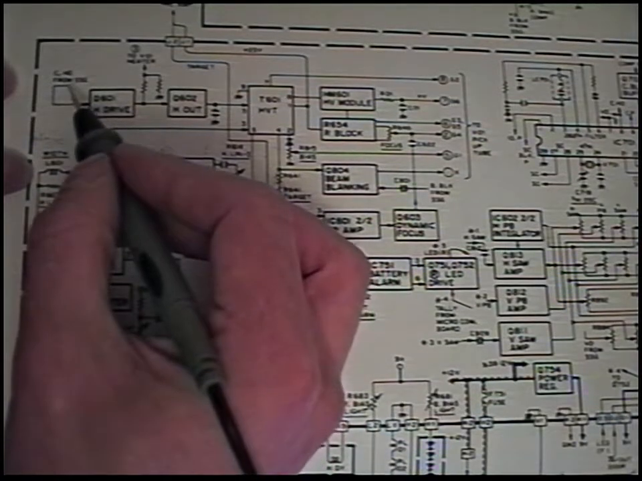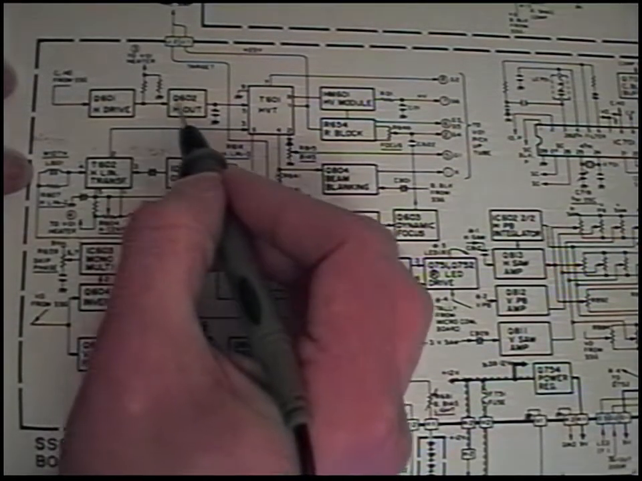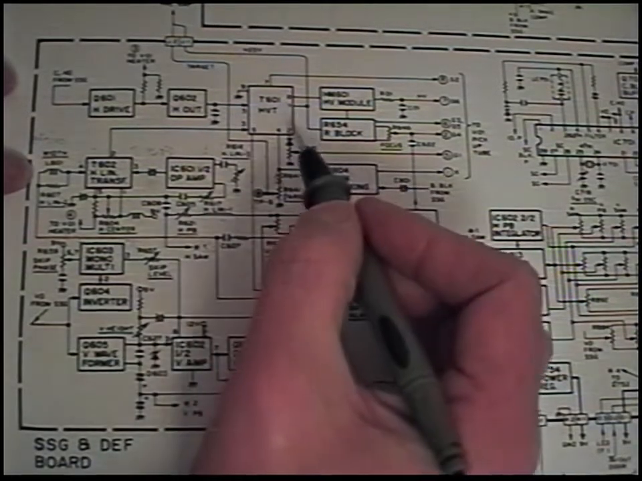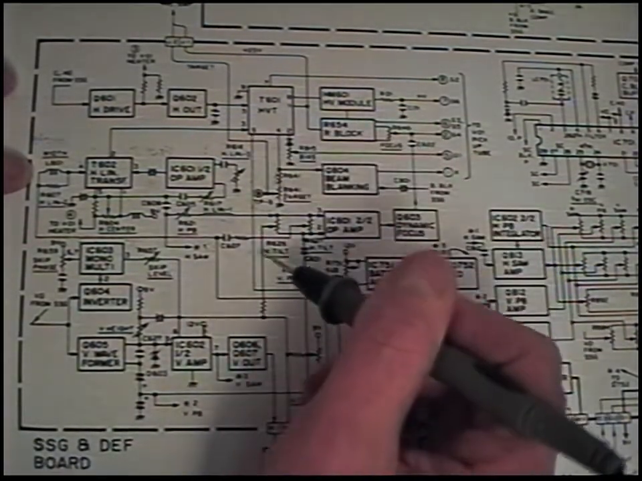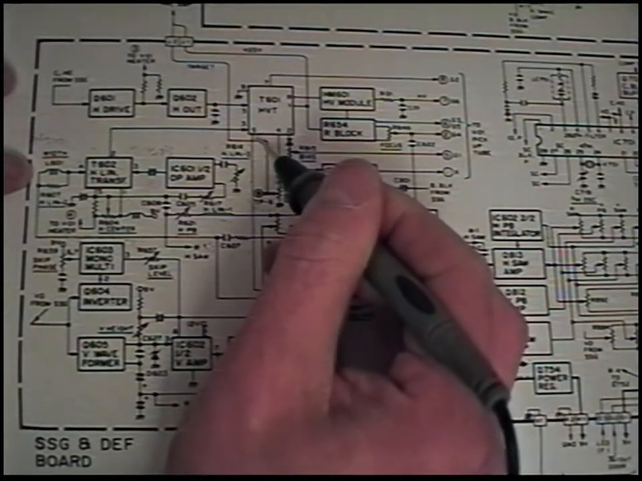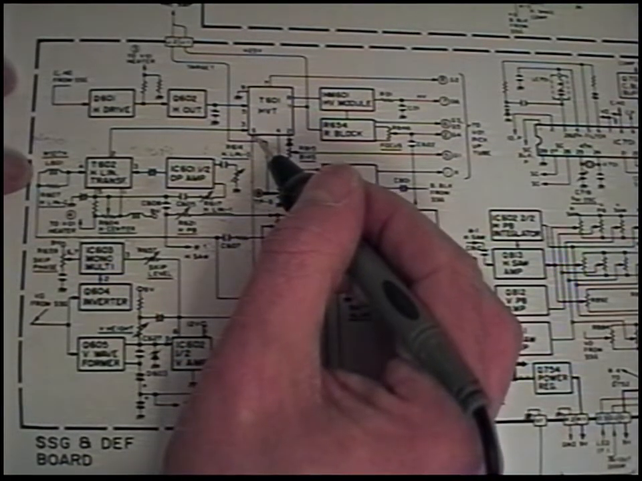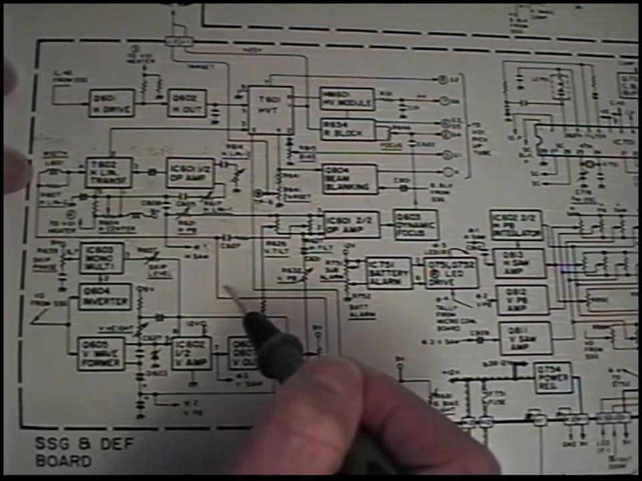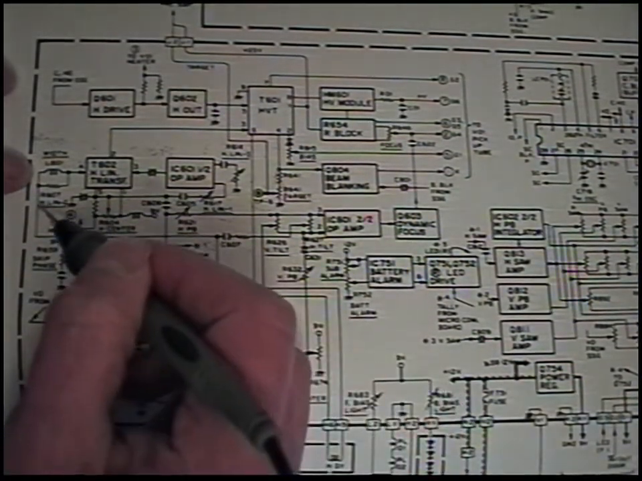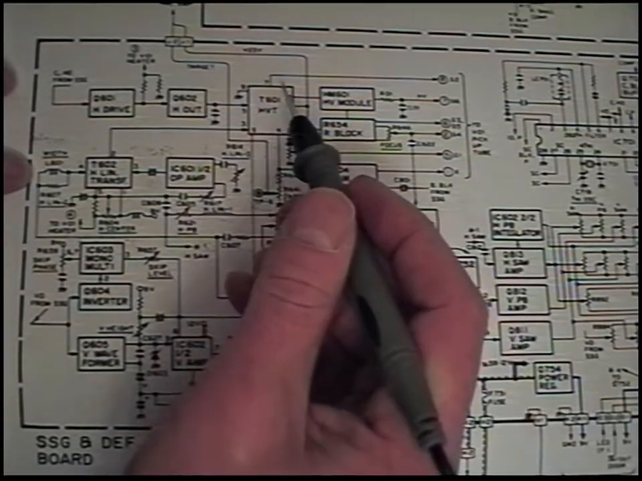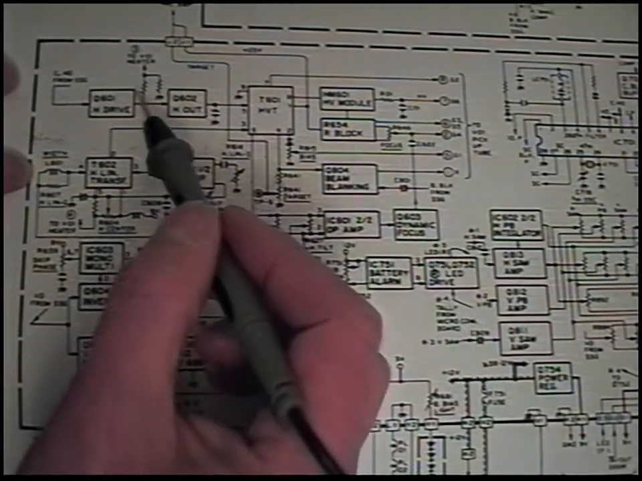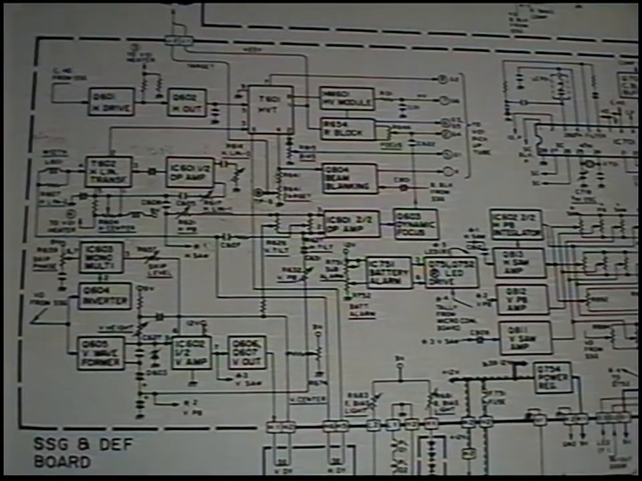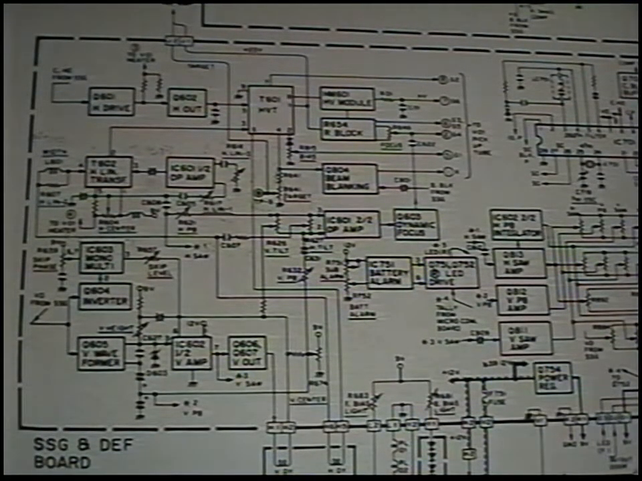So I'll follow the signal through here and see what's happening, because we know it's not present here at pin 6, and it's not present here, so these are his initial suspects, I think. Q601 and Q602.